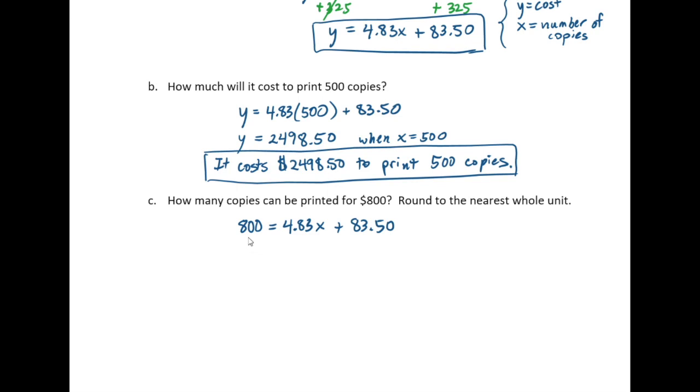Substituting the value of 800 for y gives us a linear equation with one variable. So we can solve this by isolating x. First, we'll subtract 83.50 from both sides. That leaves us with 716.50 on the left and 4.83x on the right. And now we can finish isolating x by dividing both sides by 4.83.